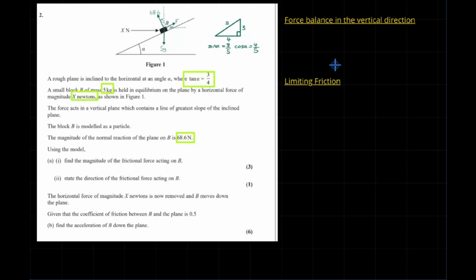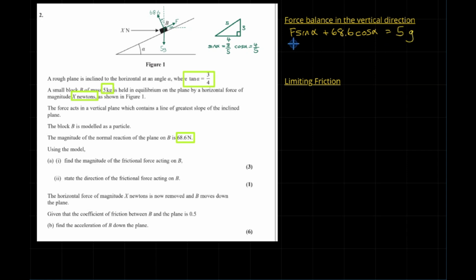Well, the first force that has a vertical component is the friction, and the vertical component, I hope you can see, is F sine alpha, and that is also added to by the 68.6, and the vertical component of that is 68.6 times cos alpha. And those two forces, their vertical components must be equal to 5g.